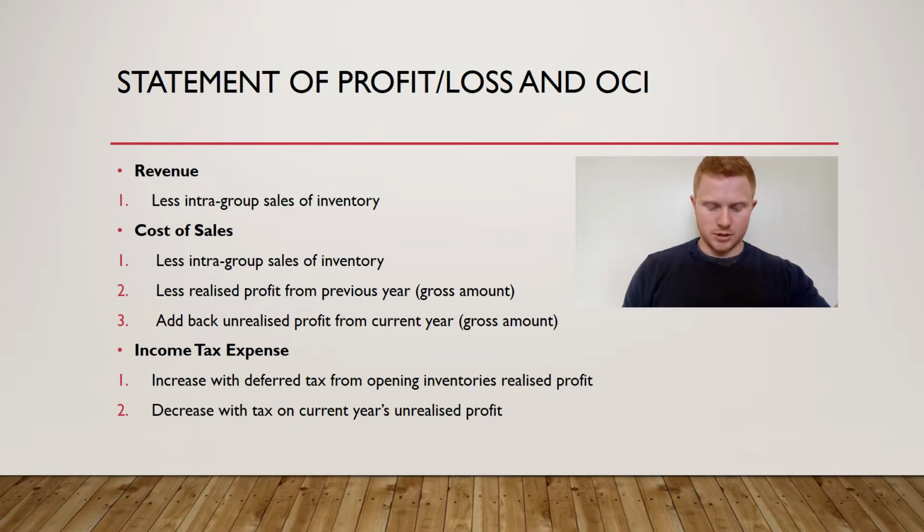Finally, we look at the income tax expense that needs to be adjusted. An opening inventory profit is realized during the current year. This is an increase in profits, which means an increase in tax, which means we add back the deferred tax from the previous year to the current year's income tax. If closing inventory has unrealized profit, this is a decrease in our profits, which means that we should decrease our tax, which leads to lower income tax for the current year. Next, we shall look at the statement of changes in equity.